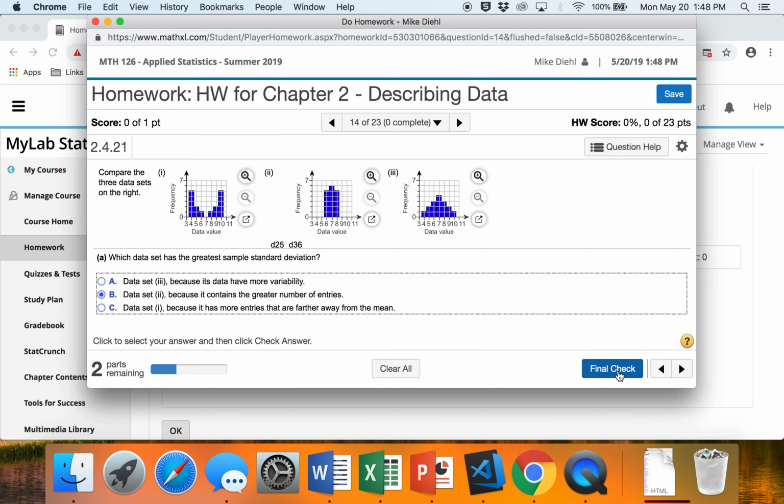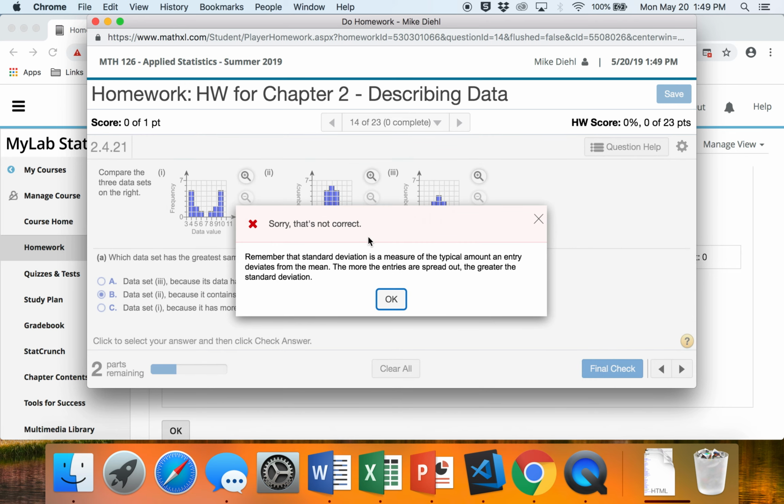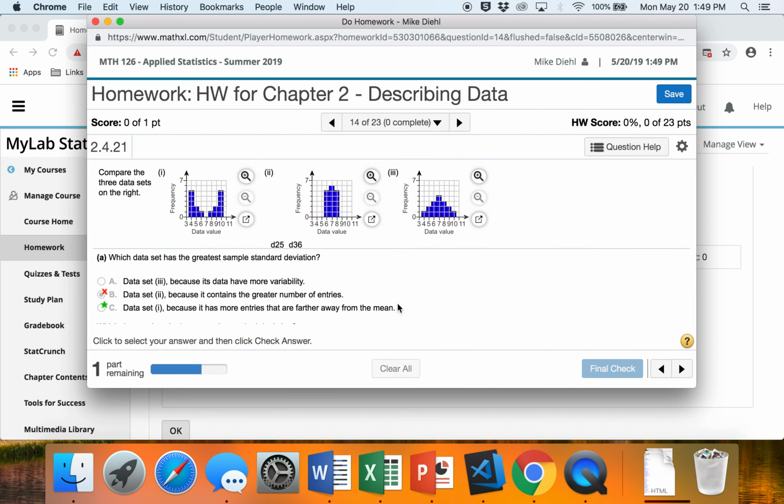And then you say check. In some problems, it'll say check versus final check. This one's saying final check because there are only 3 options, so it's not really going to give you a second chance once you know B is wrong. But I'm going to pick the wrong answer anyway, so I'll hit final check, and it's going to tell me, no, that's not right. And it's going to give me a little bit of advice about why I probably got it wrong. So I'm going to hit OK.